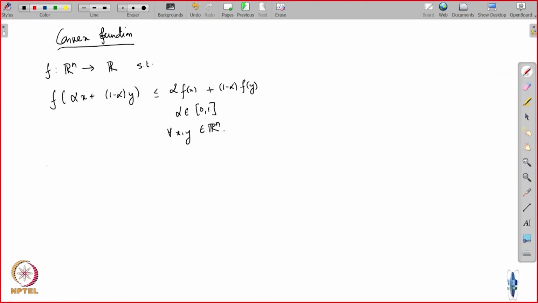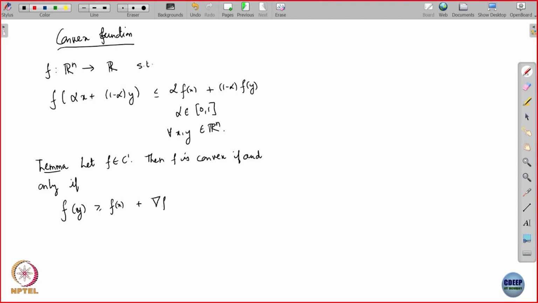Now, if f is differentiable, you can actually say more. So, let me write a lemma here. Let f be C1, then f is convex if and only if f of y is greater than or equal to f of x plus the gradient of the function at x transpose times y minus x. This is true for all y and x.